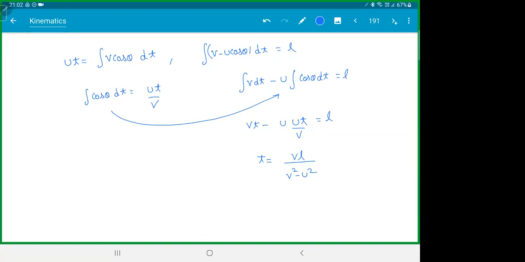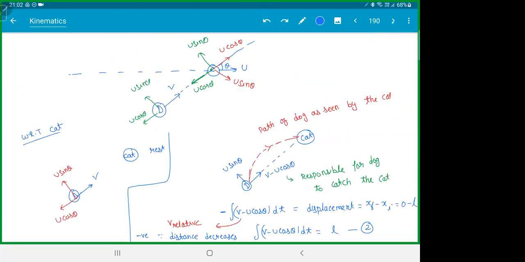Now the homework question says u is equal to v. Now see, if u is equal to v, the dog will never catch the cat. Then what is the minimum distance between them? That is a homework question. Method is the same. Now you guys think about that and let me know. But do check this out. This is how you do cat and dog problems.